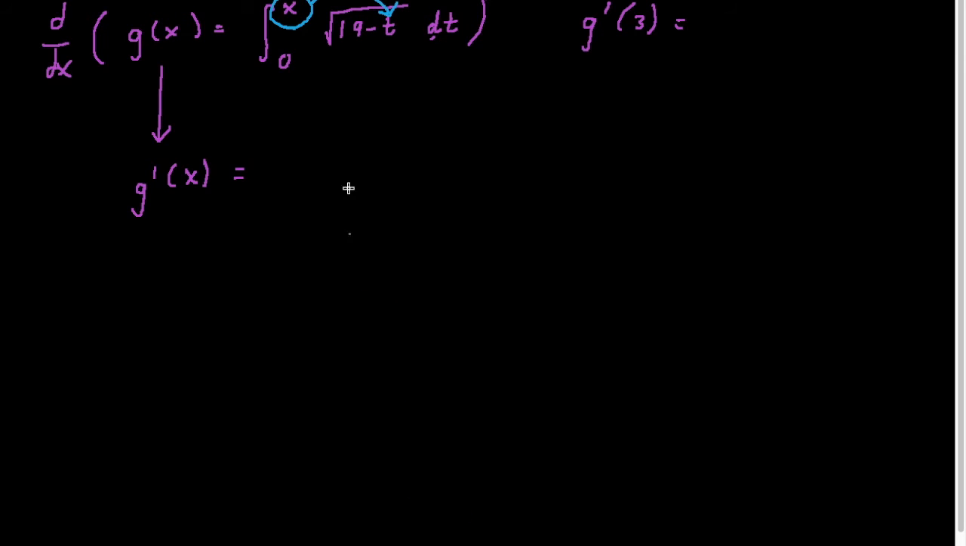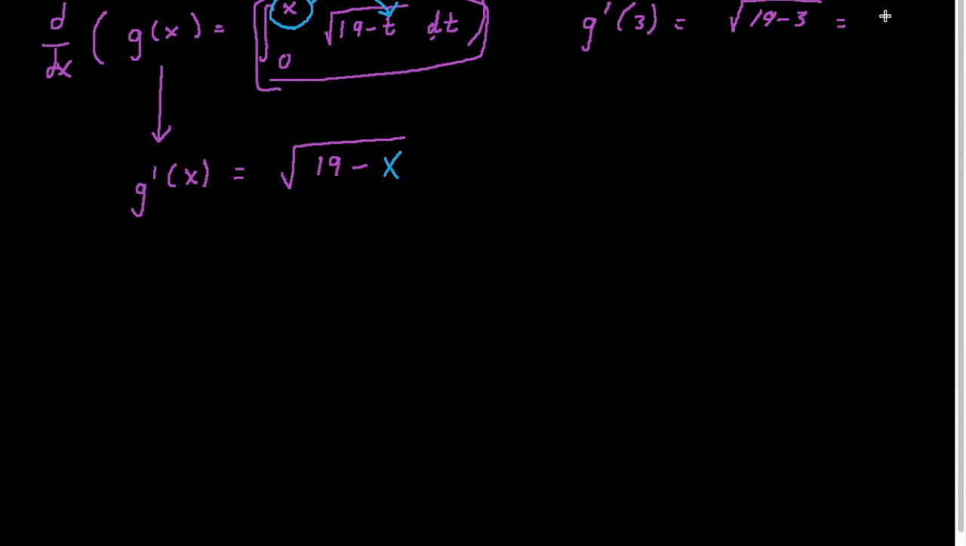And that's really it. So the derivative of this whole thing just becomes square root of 19 minus x. It's almost as though we didn't take a derivative here. All we did was substitute in this x for the t, and we get square root of 19 minus x. Well, now to do g prime of 3 is quite simple. We'll just sub it into our problem. 19 minus 3, square root of 16, which is 4.